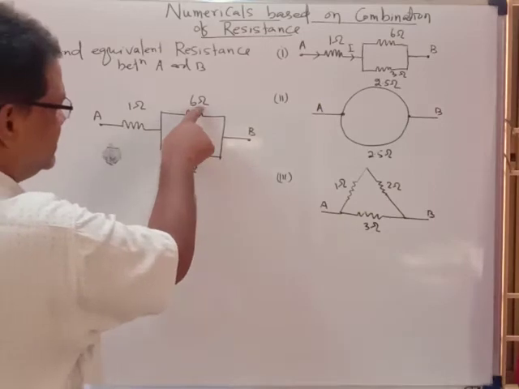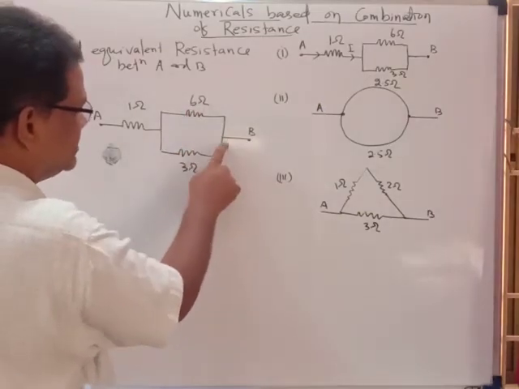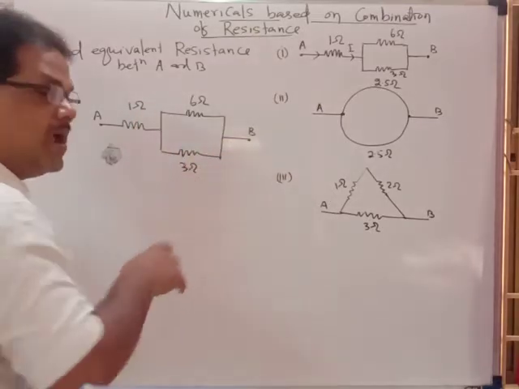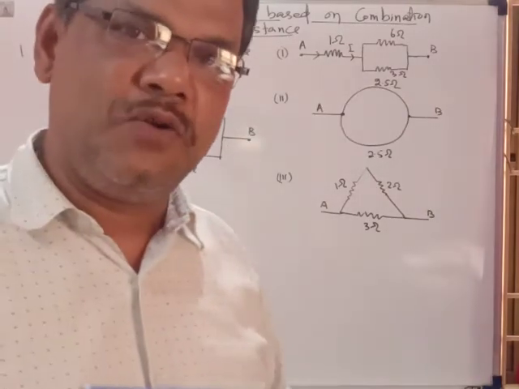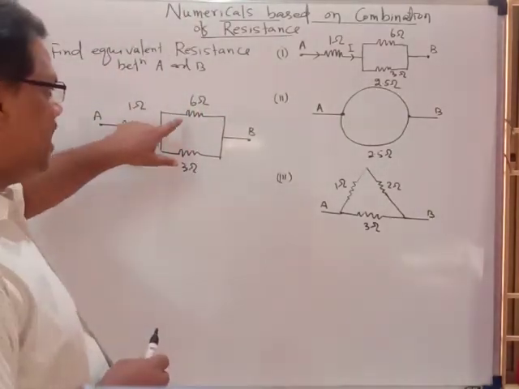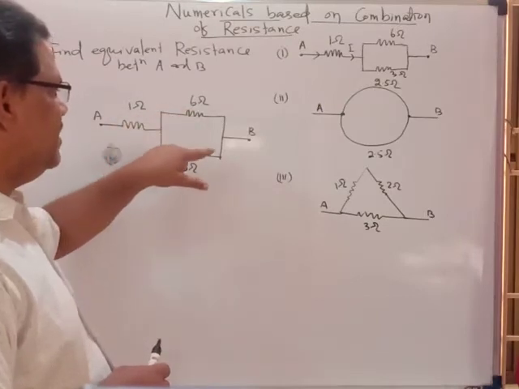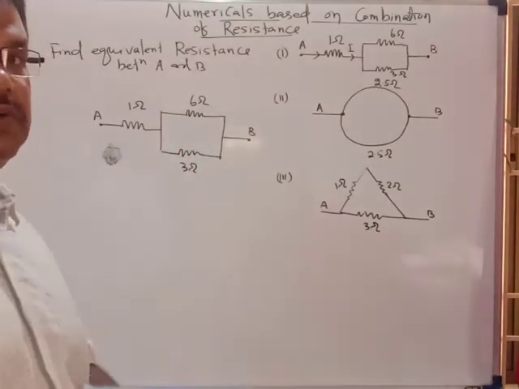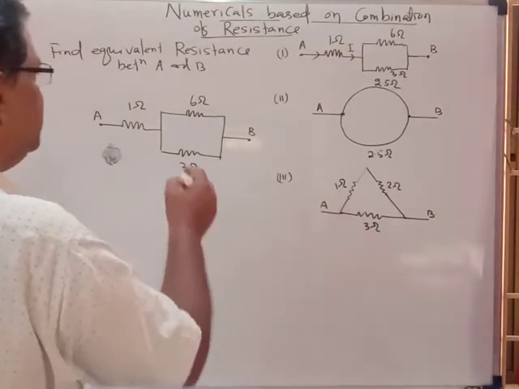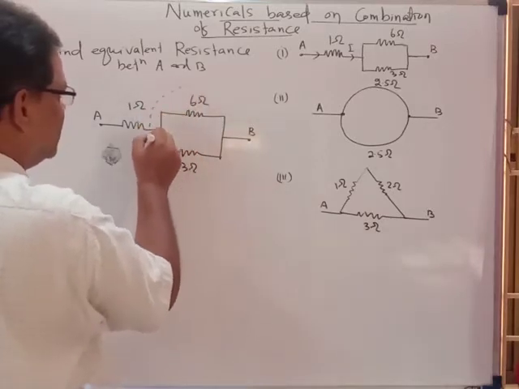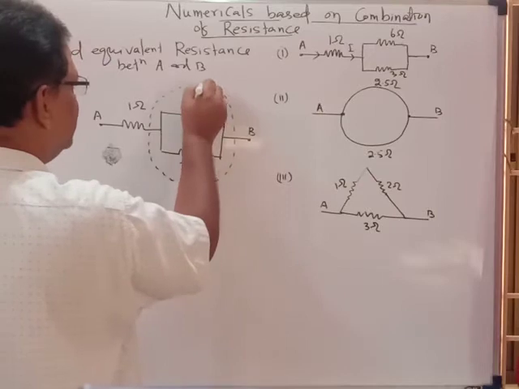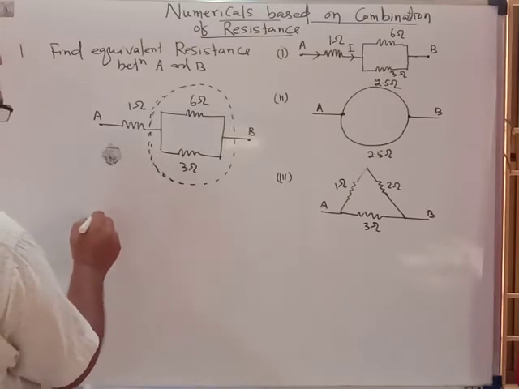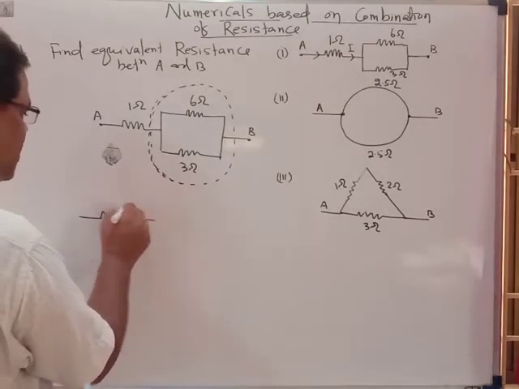One end of the 6 ohm resistor is here and the other end of the 3 ohm is connected to one terminal, and this is also connected to another terminal. So it is clearly a parallel grouping, because in parallel grouping the current will be different. The current here will be divided into two parts. As they are parallel to each other, we can apply the combination rule for the parallel grouping. So this part will be converted like that, with the 1 ohm.